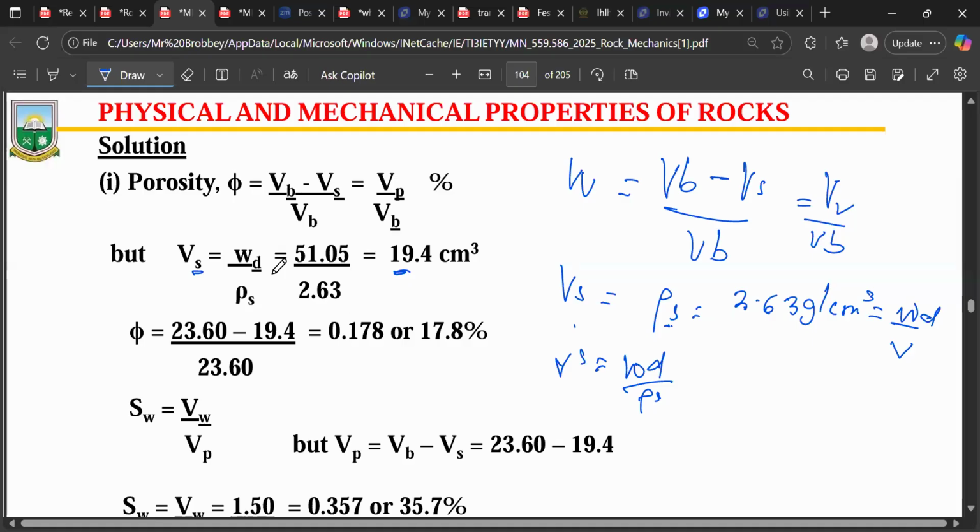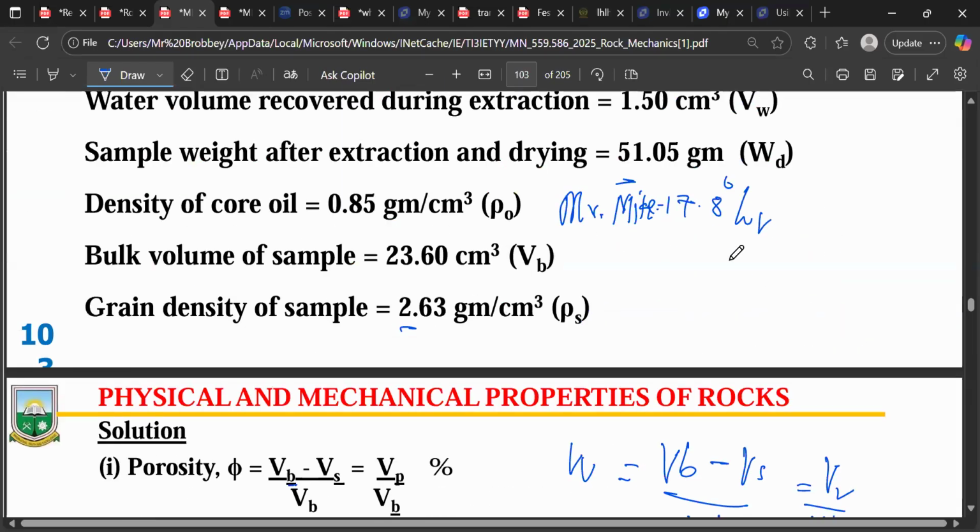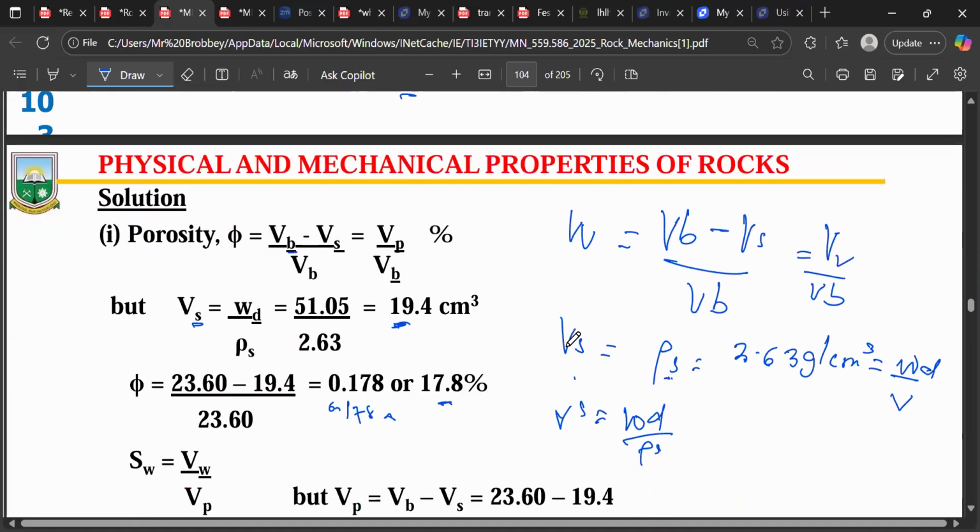Right. So now that I have my parameters for VS and the others, now I can use my porosity formula. Now porosity is equal to VP. The bulk was also given, so we bring it here, 23.6, minus the VS that we got, which is 19.4, over the bulk again, which is 23.6. And we are going to get 0.178, or times 100, 17.8%, which means that Mr. Michael did a great job and he had the same answer as we have. So, Mr. Michael, a thumbs up to you.